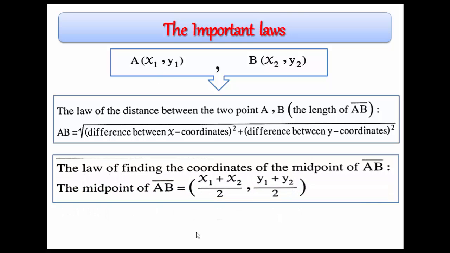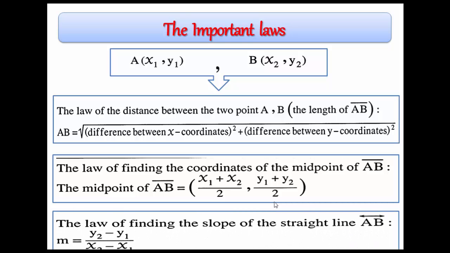The law of finding the coordinates of the midpoint of AB. To find the midpoint of any line segment, you should use this law. The midpoint of AB equals x1 plus x2 over 2, and the second coordinate will be y1 plus y2 over 2. The third law, the law of finding the slope of the straight line AB. To find the slope by using coordinates, you should use this law: m equals y2 minus y1 over x2 minus x1.